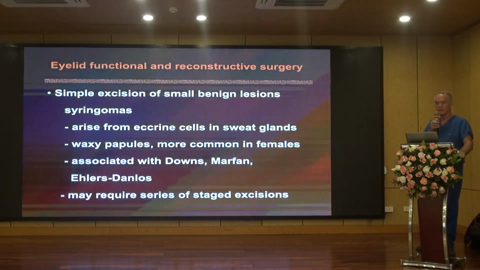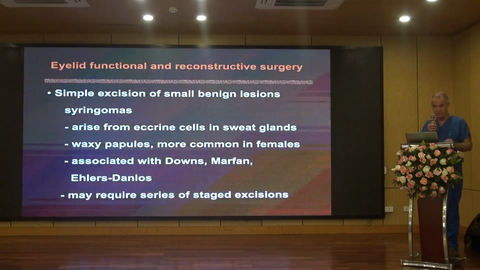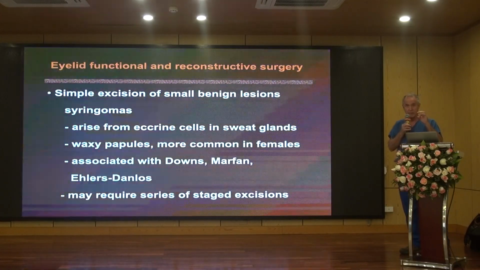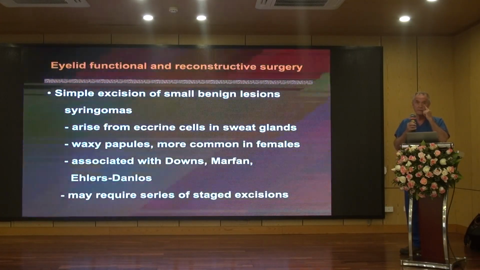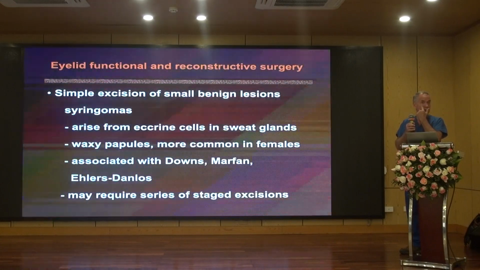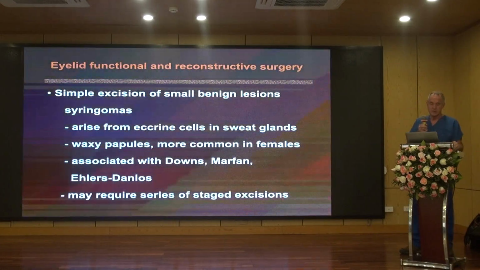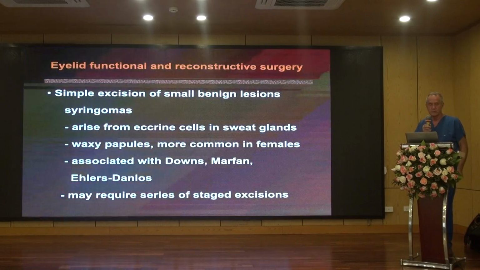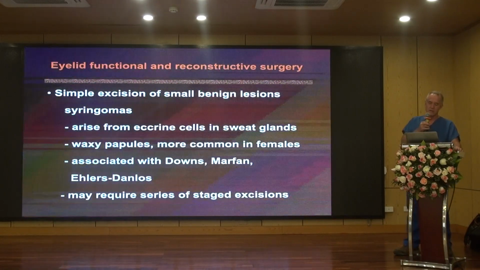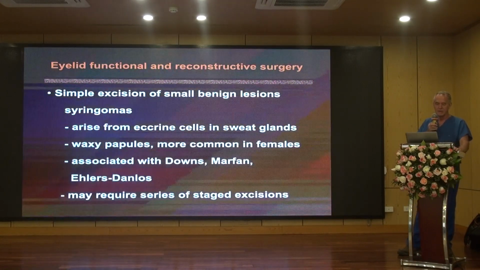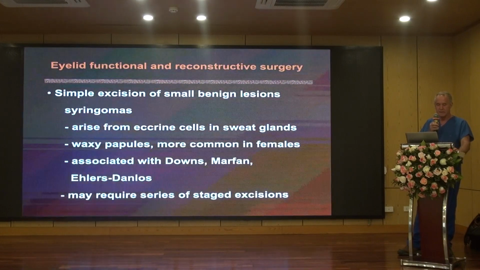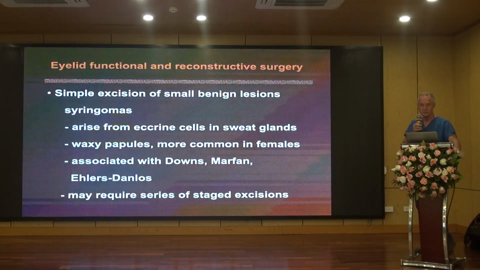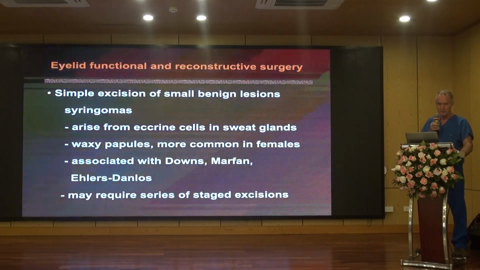Another common lesion is called a syringoma. They tend to be round or oval shaped. They come in clusters. You'll often see them on the medial lower lids and on the cheek area. And these are thought to arise from eccrine cells and sweat glands. They have a waxy appearance. They can be associated with some congenital syndromes.